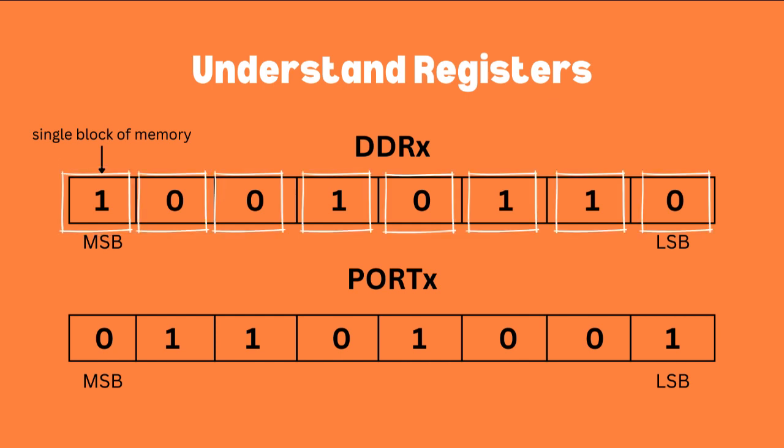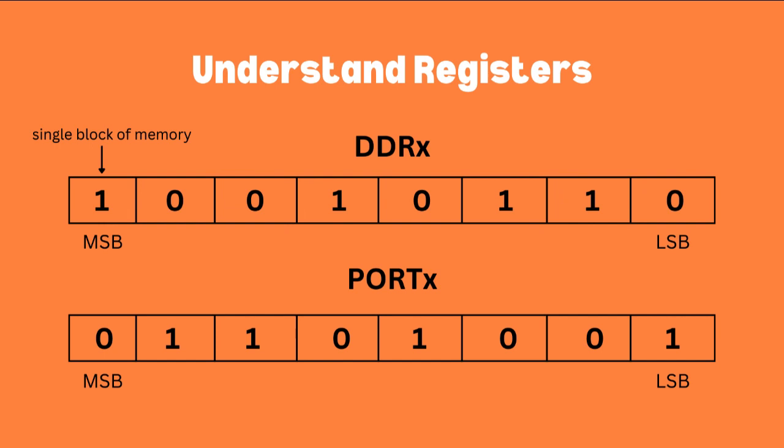A collection of those memory blocks together form a register. In the ATmega328P's case, there are 8 memory blocks that come together to form one register, as the controller is an 8-bit microcontroller. Now, inside the microcontroller, there are many registers, and every register is given a particular name. So the next question would arise, why does the microcontroller need registers?